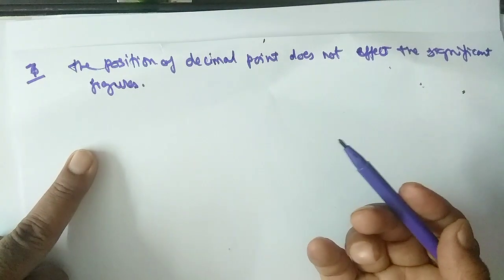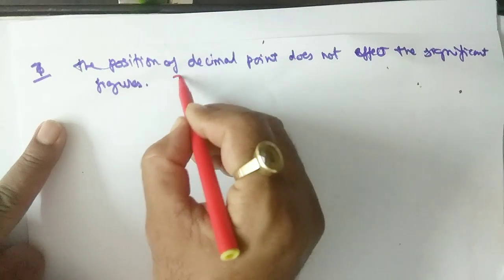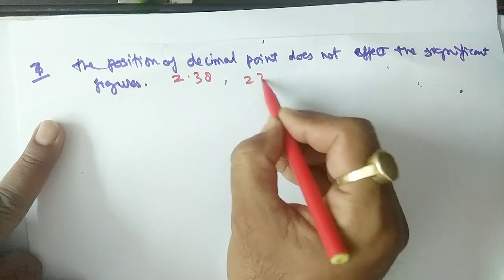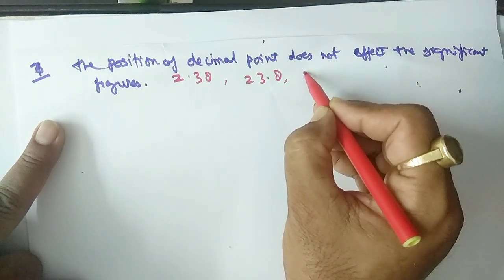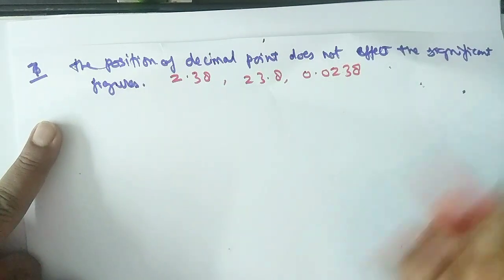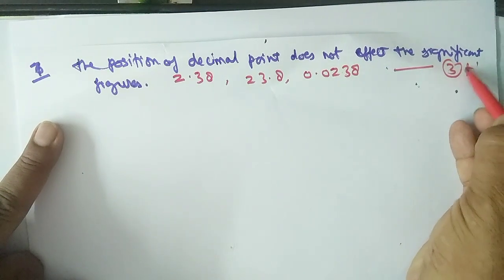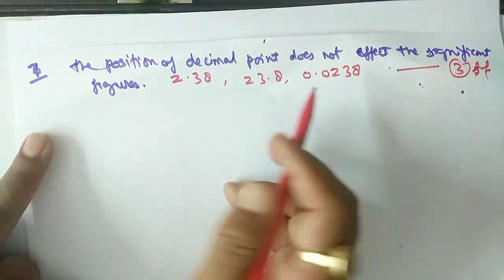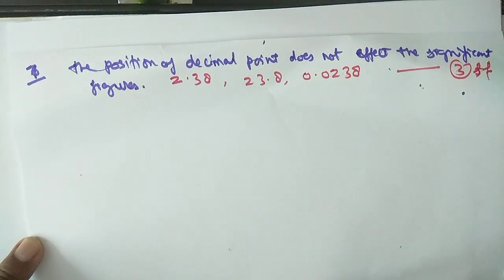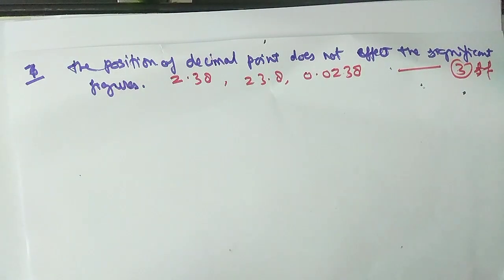See the example. I'm taking the example 2.38, 23.8, or 0.0238. In all 3 cases you can see the significant figures are only 3. Is it clear?